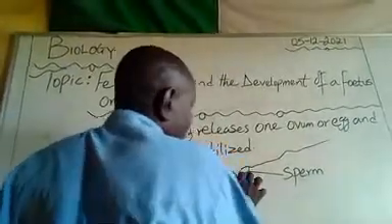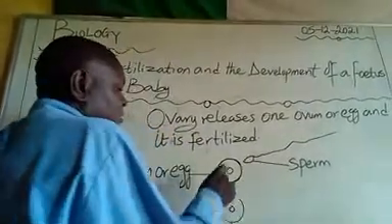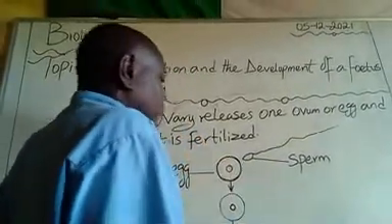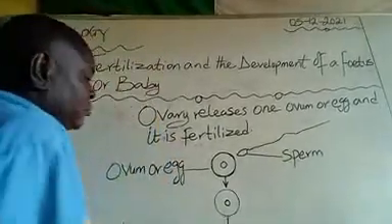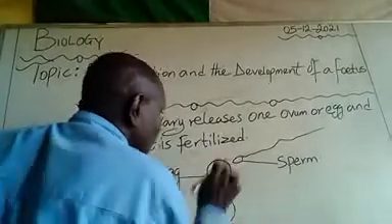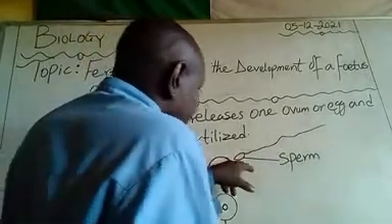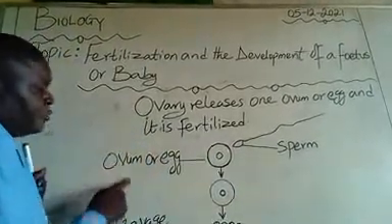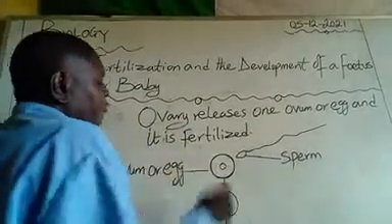As you can see, this is a sperm. This is an egg. We can also call it an ovum. Here, the egg is not fertilized. Look at the sperm. It's swimming towards the egg, towards the ovum.